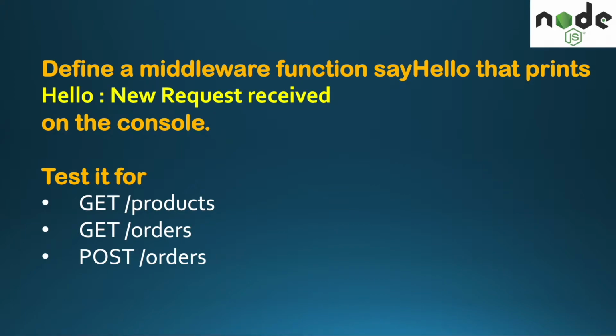Let's do a few exercises and write a bit of code to understand this. Define a middleware function, say hello, that prints "hello, new request received" on the console, and we test it for GET /products, GET /orders, and POST /orders. So let's go ahead and do this.